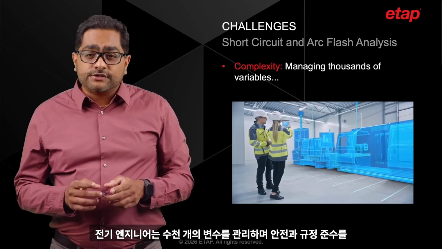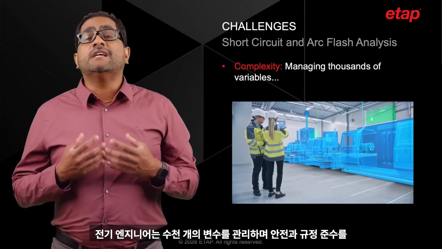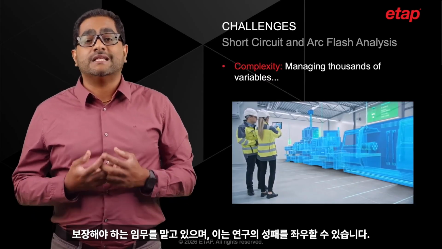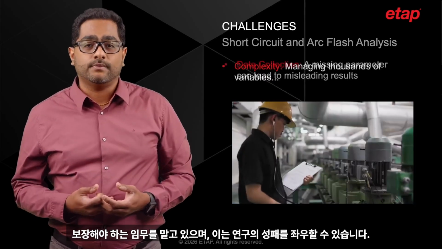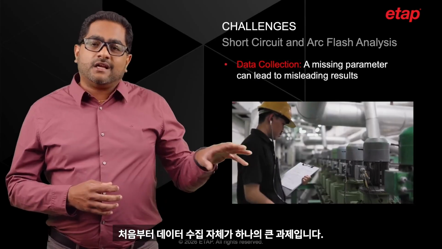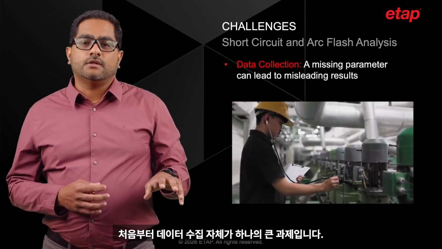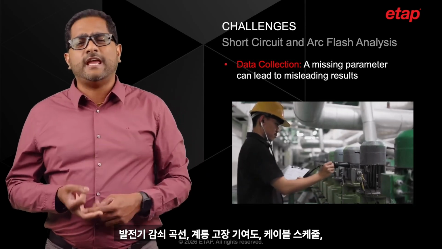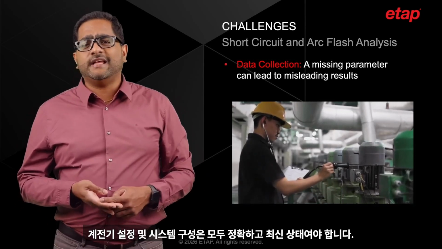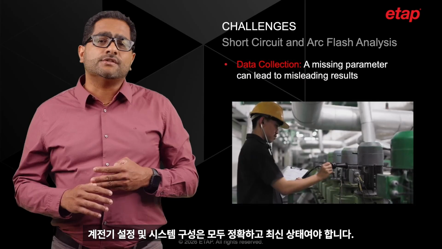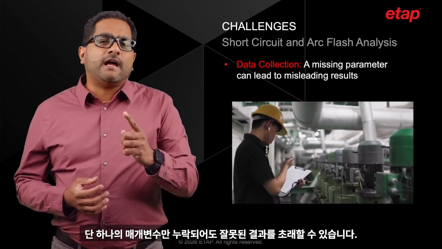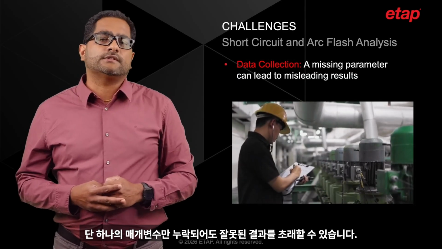Behind every reliable power system lies an ocean of complexity. Electrical engineers are tasked with ensuring safety and compliance while managing thousands of variables that can make or break a study. From the start, data collection itself is a challenge. Generator decrement curves, utility fault contributions, cable schedules, relay settings, and system configurations must all be precise and up to date. A single missing parameter can lead to misleading results.